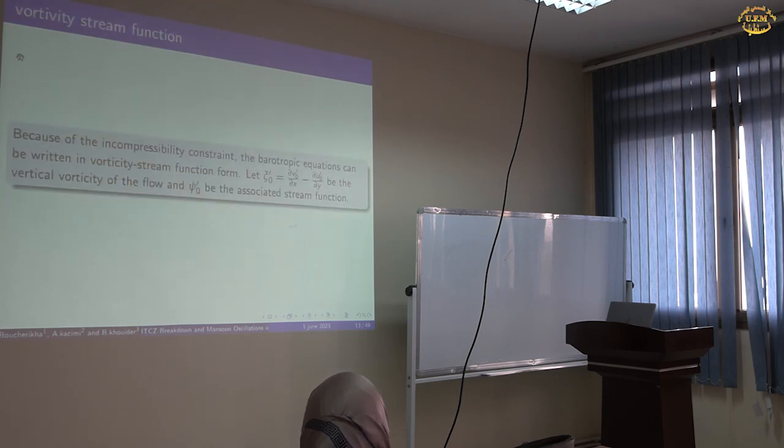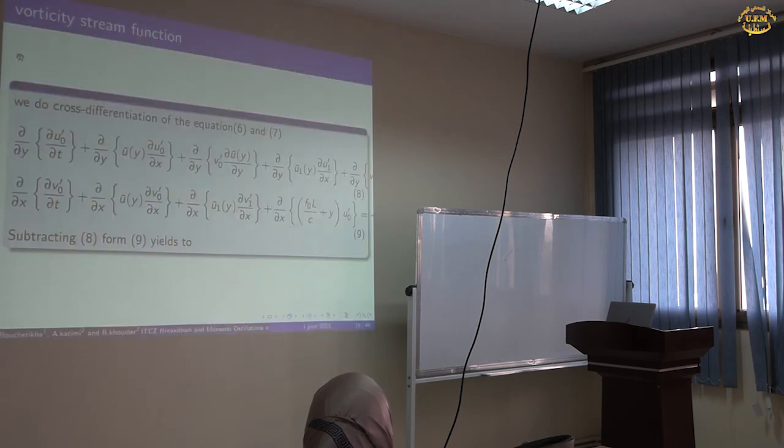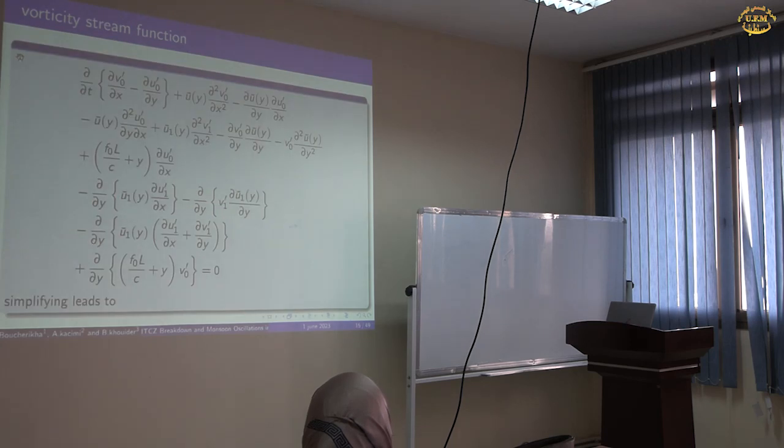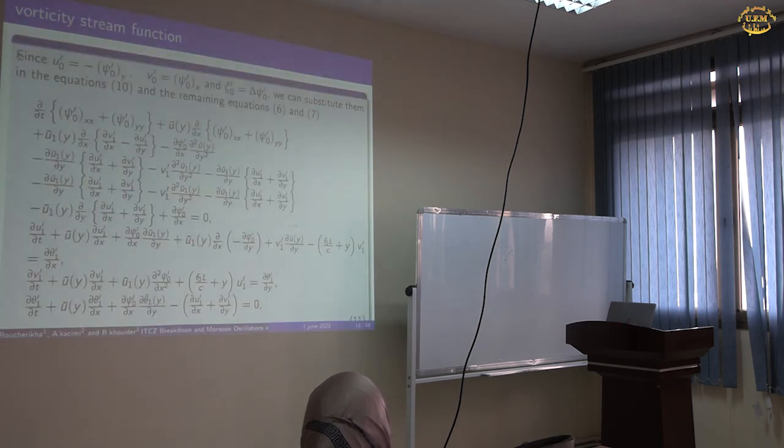Because we have the incompressibility constraint, we use psi prime 0 and replace it in the system. We found this, and we found this. And since we put U prime 0 and V prime 0 like this, and replace them in the system, we found these equations.